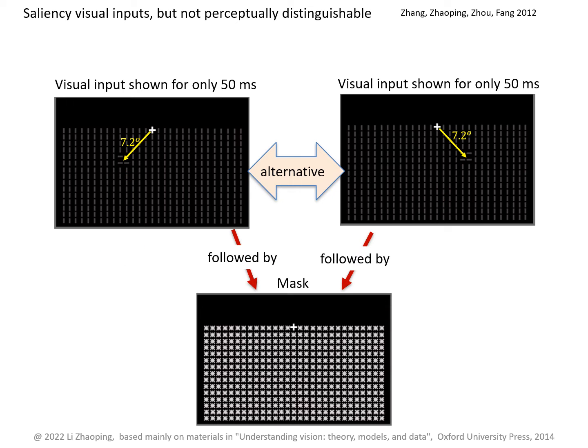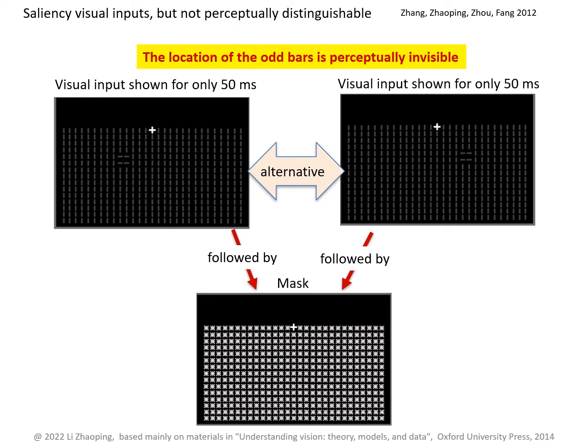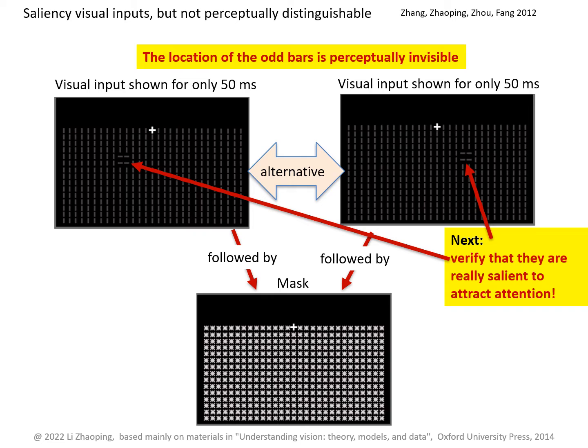After the mask, the observers have to report, guess if necessary, which one of these two possible images was shown before the mask. They were completely at chance in guessing the right answer. This demonstrates that indeed this salient location does not enter awareness. Now next we just need to verify that this location with the orientation contrast is indeed salient.